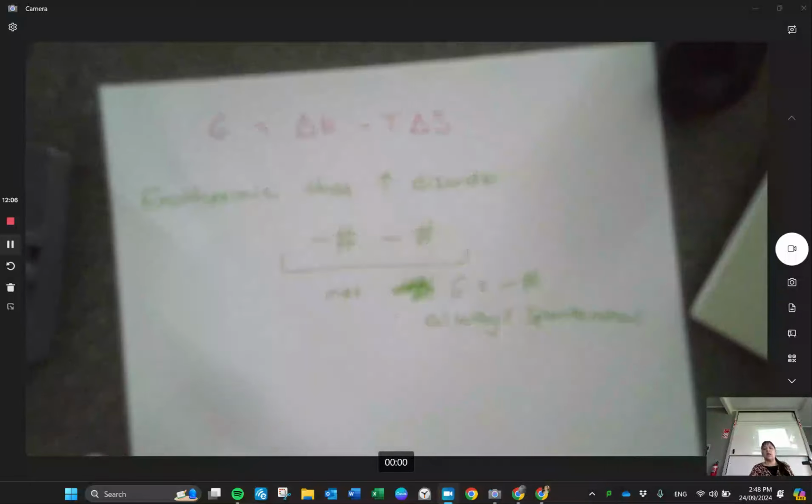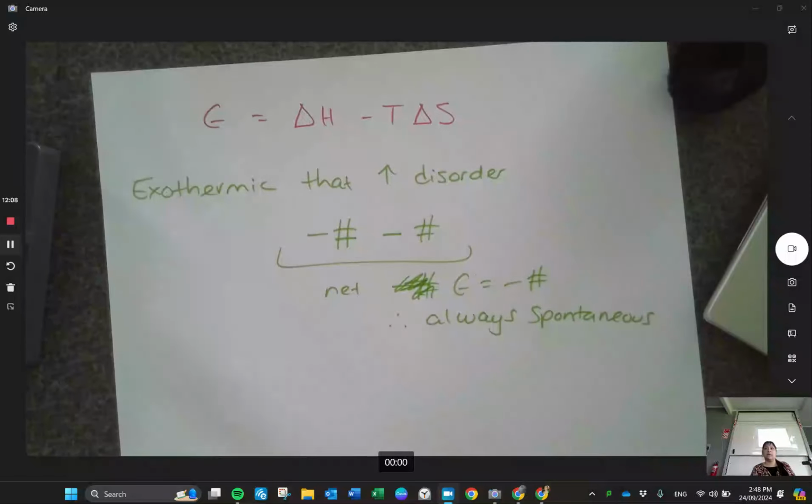Are we okay with that as a concept? If I have an exothermic reaction and it increases my disorder, whenever I do the math, regardless of what numbers I put in, it's always going to be a negative number. If it's always going to be a negative number, then I always have a spontaneous reaction. Are we okay with that?